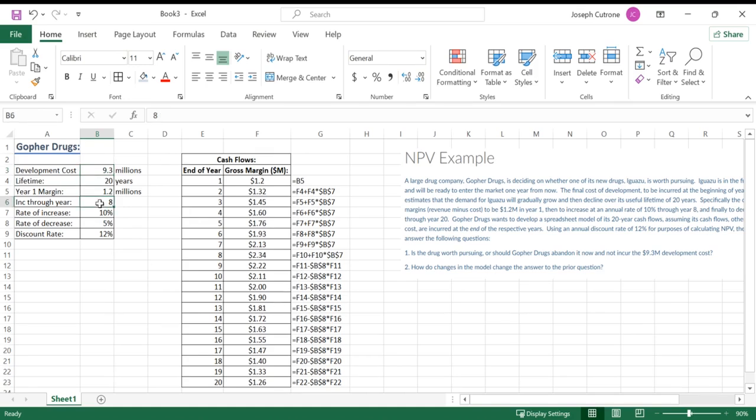We actually never referenced this cell, for me it's B6, the year in which the increasing changes. If this changes to 9 or 10, nothing happens in our table. Absolutely nothing happens in our table. And this is sort of a missed opportunity. We always want our spreadsheets to be malleable, to be able to be updated easily, to play with different scenarios. And so I never reference this cell.